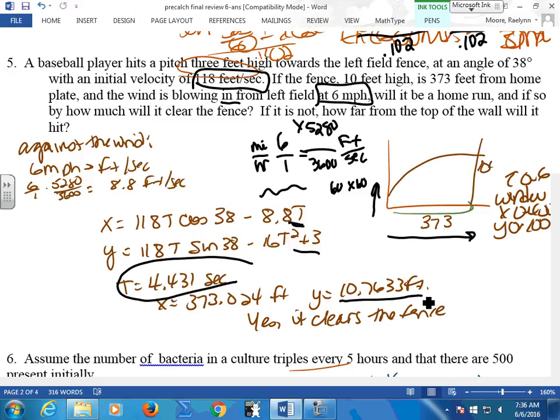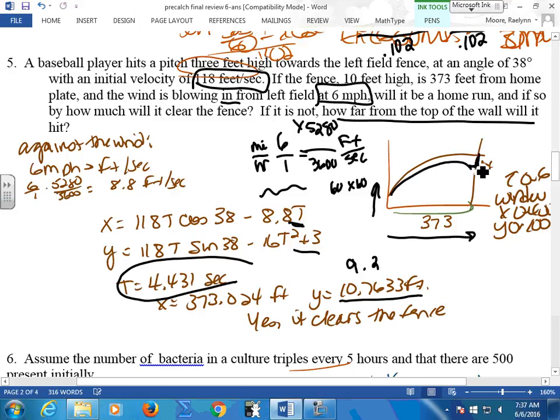Another one said, how far from the top of the wall would it be? Say this was at 9.2. Then I'm here, 0.8 feet away from the top. Just be careful how this is set. If you hit it here, then you're 0.8 feet away if it was 9.2. Obviously, this one goes over.